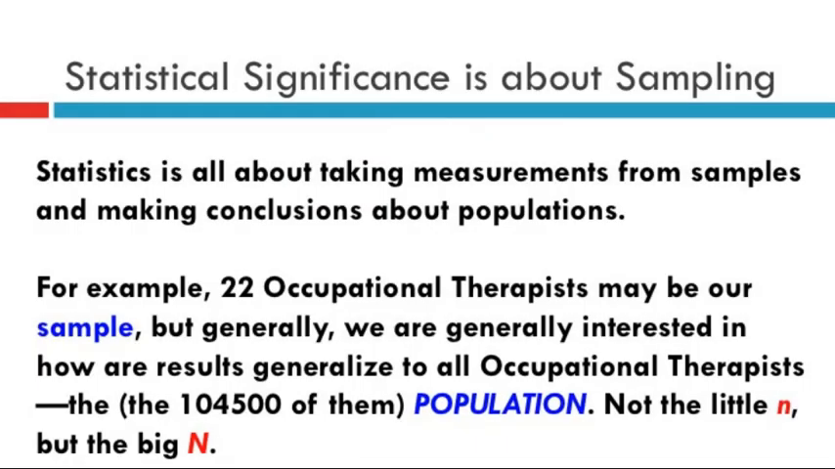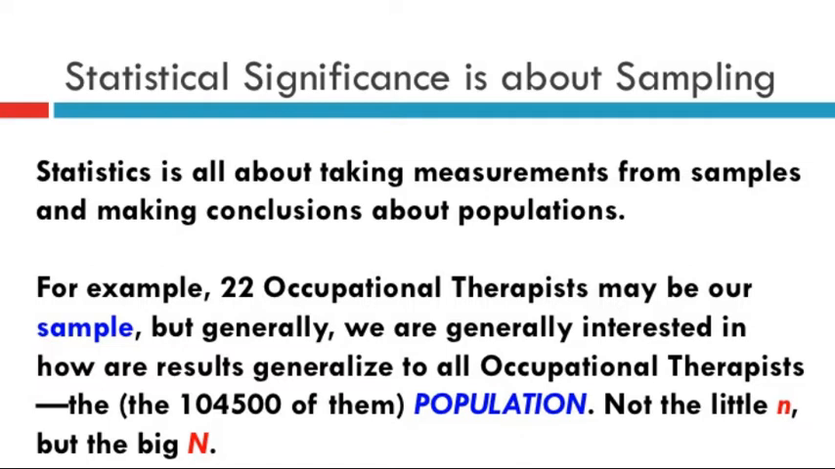One of the things that people are first surprised to find out is that statistical significance testing, those p-values, has to do with sampling. It doesn't have to do with effect sizes. So let's do this by the numbers. Statistics is about taking measurements from samples and making conclusions about populations.